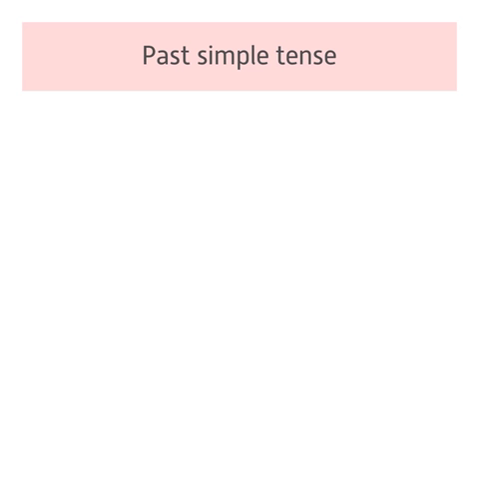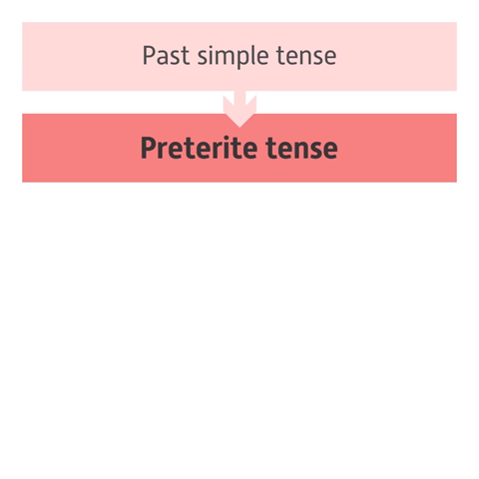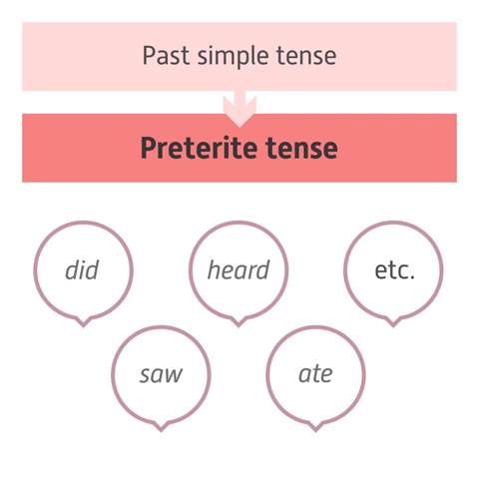In this pod, we're going to recap on the past simple tense. This is commonly referred to as the preterite tense. If you want to talk about what you did, saw, heard, ate, and more, this is the tense you need.